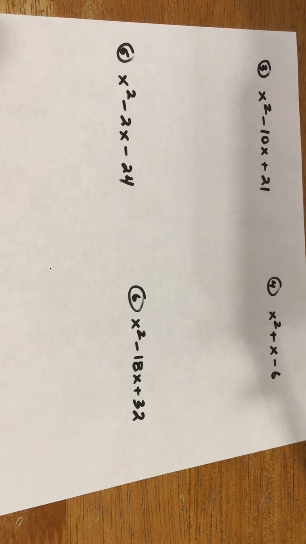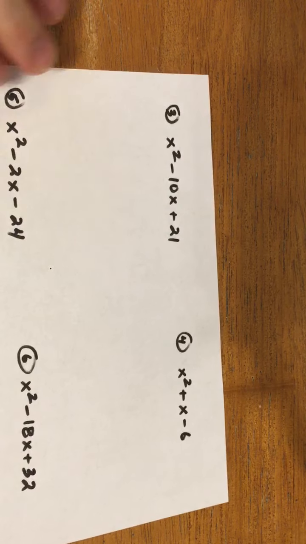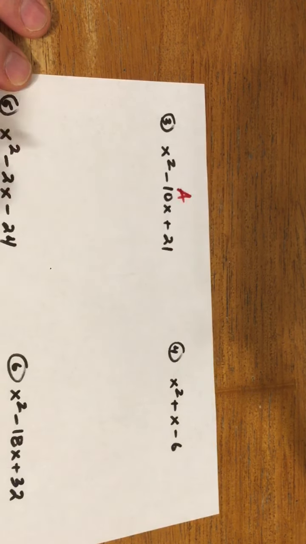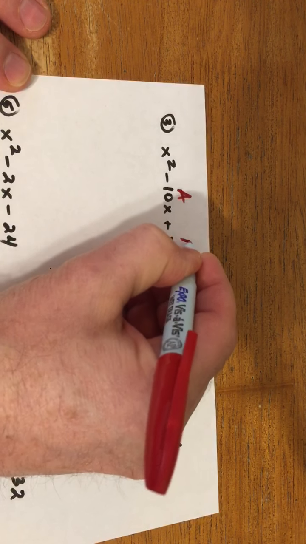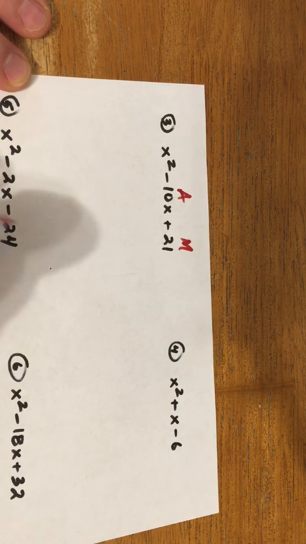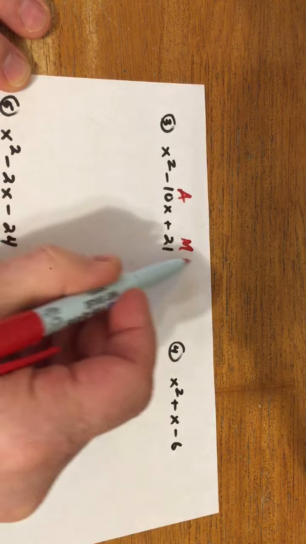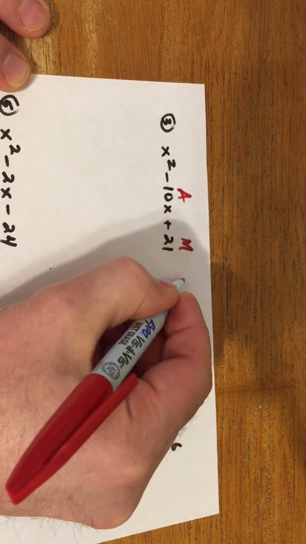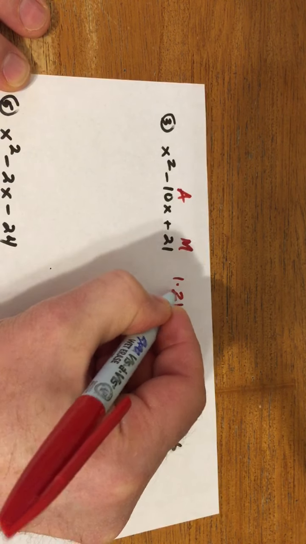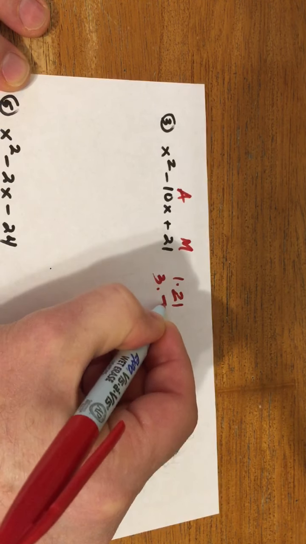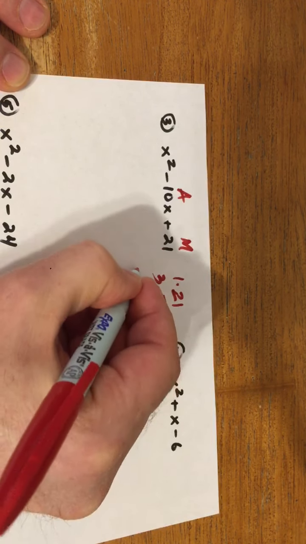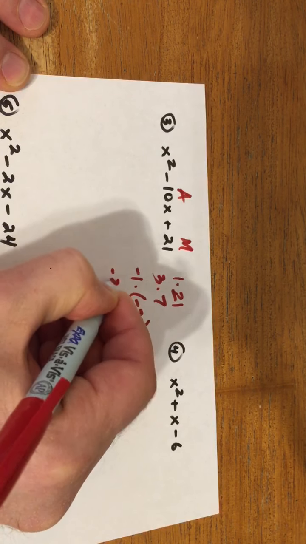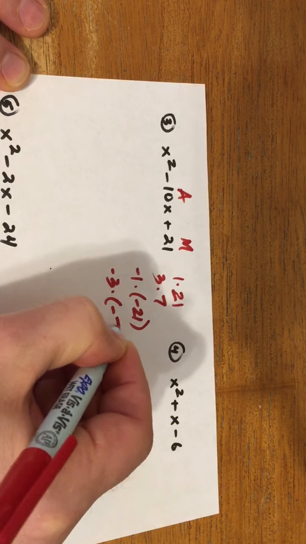Okay, ladies and gentlemen, let's go ahead and now take a look at problem number 3. What we're going to do is find numbers that add to -10 and multiply to 21. And so I'm going to do my multiply first. What integers give us 21 as a product? Well, 1 times 21, 3 times 7. We got -1 times -21, and -3 times -7.